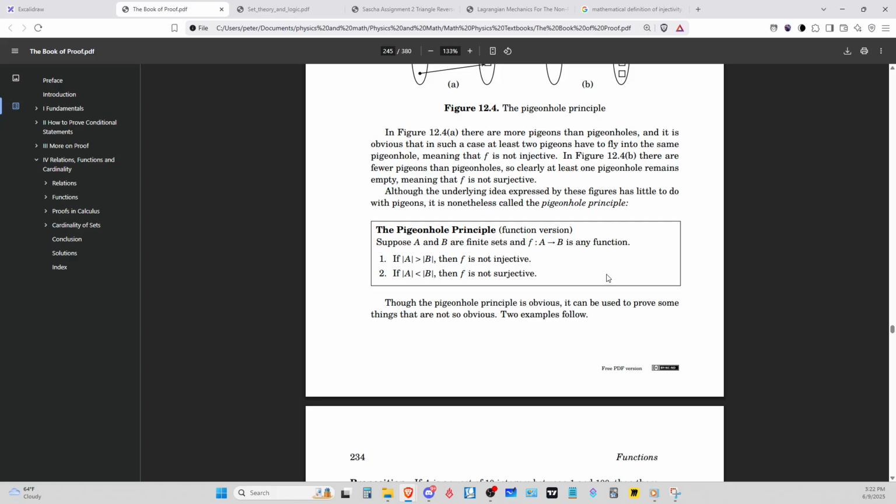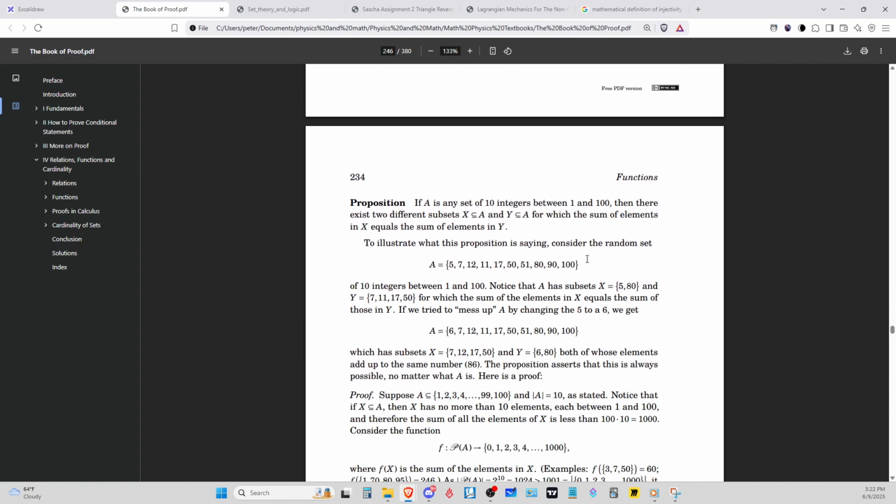Let's see, suppose A and B are finite sets, and f from A to B is any function. If the cardinality of A is greater than that of B, then f is non-injective, and if the cardinality of A is less than that of B, then f is not surjective. That's a funny way of actually defining that.